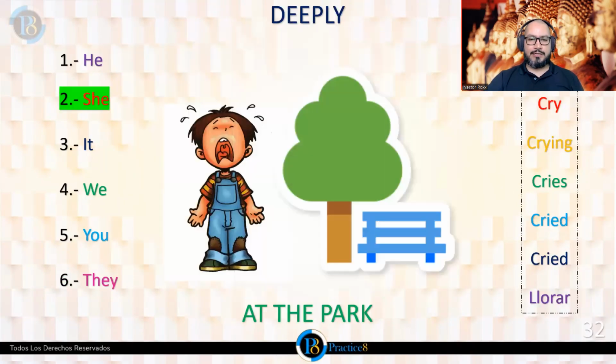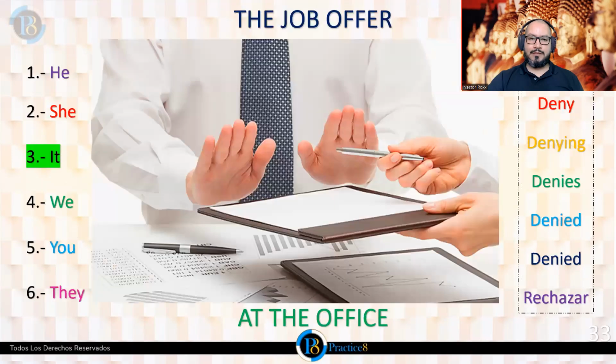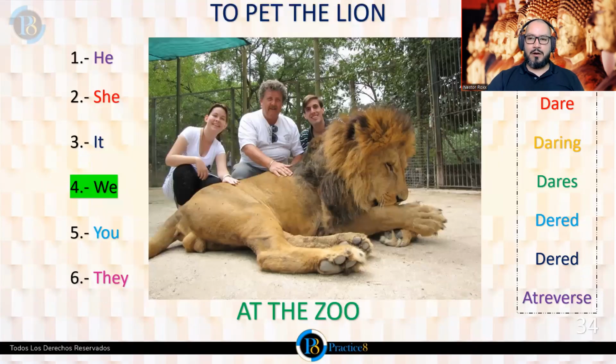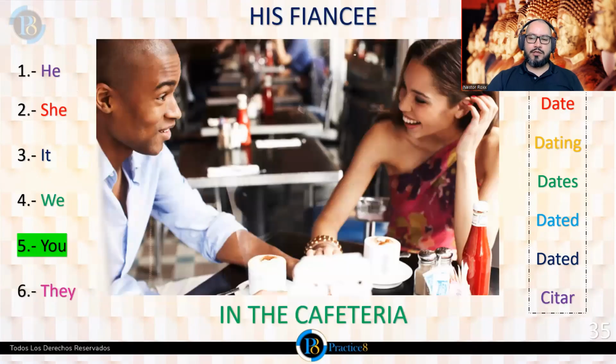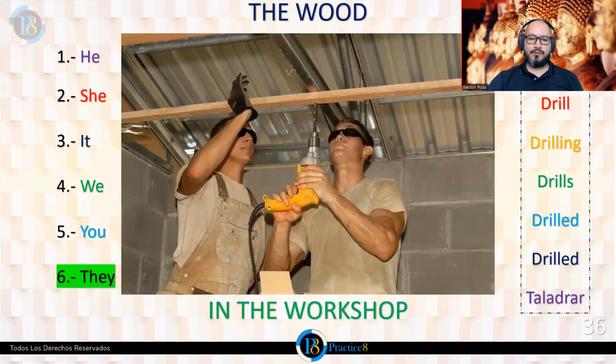She mustn't cry deeply at the park. It must deny the job offer at the office. We mustn't dare to pet the lion at the zoo. You must date his fiancée in the cafeteria.